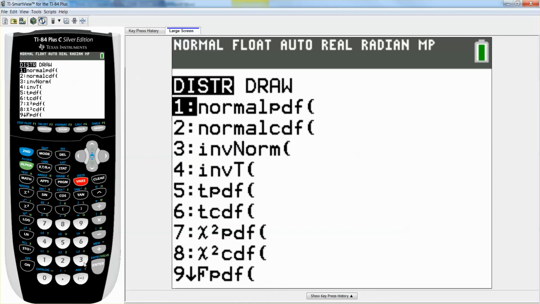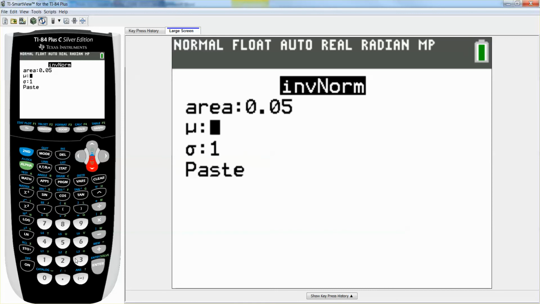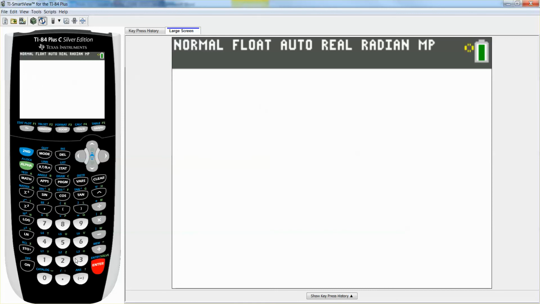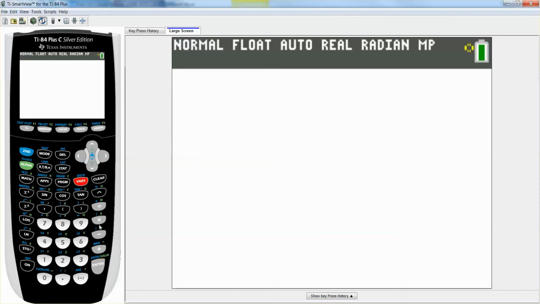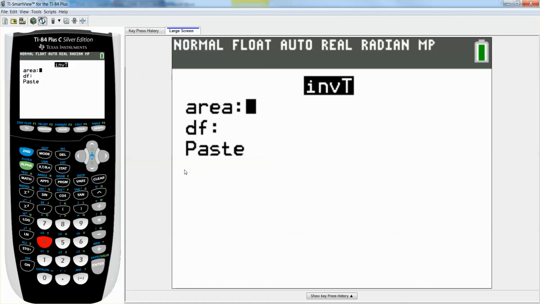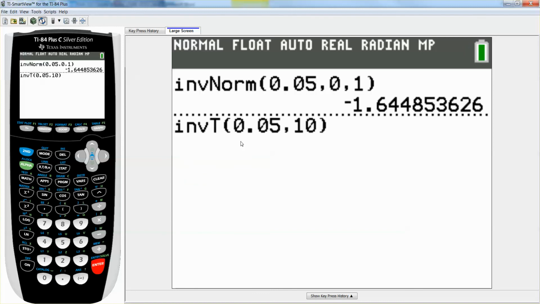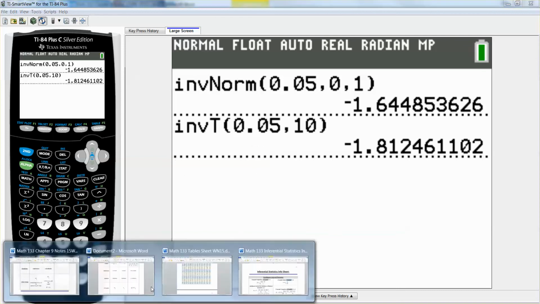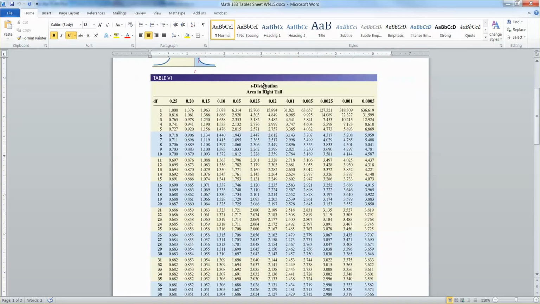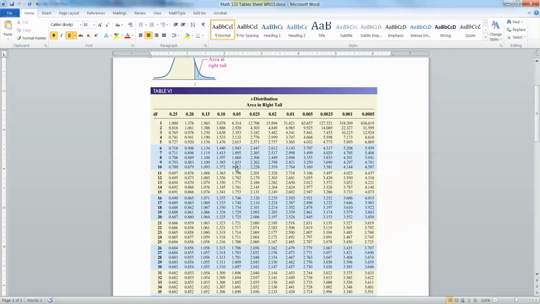Okay, so you can find that with either inverse t, so let me show you. So inverse norm was number 3. See, 0.05, 0, and 1. Paste, enter. There you go. Inverse t is number 4 in that list. 0.05, degrees of freedom is 10. Paste, enter. And there we go. And that's the same value, 1.812, that I could get from the table. If I had 0.05 and degrees of freedom was 10, see there it is, 1.812.